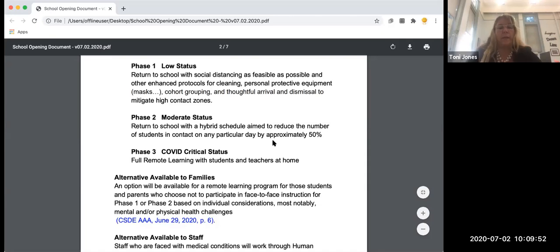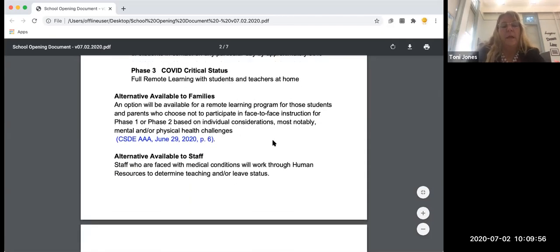The other end that you see just below phase 3 is the alternative available to families, and this is a requirement. I'll just note what you see in blue on the bottom, and we're going to do this all throughout our planning document. That's the reference to that 50-page document. Anytime you see the page number at the end, you'll know what page of the 50-page document the guidance comes from, so if somebody wants to read more about it in a deeper way, they can do that.